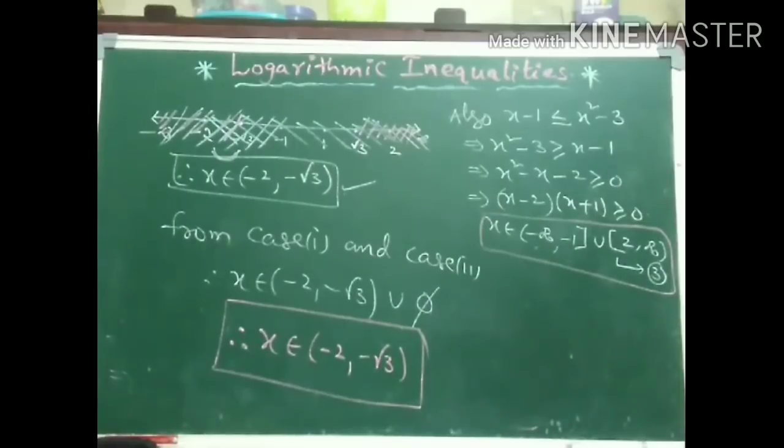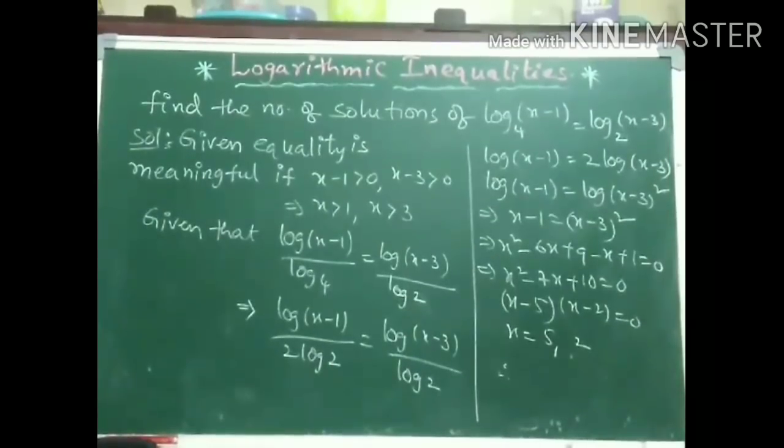Beautiful problem here. See, nearly 7 cases are existing here, I mean 7 subintervals. So from those 7 subintervals finally we can get the common solution, that is the open interval minus 2 comma minus root 3. Such a beautiful problem. I hope you all understand this. Okay. Coming to the next problem.